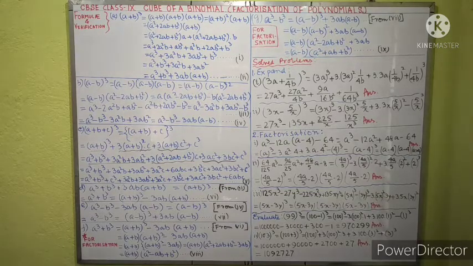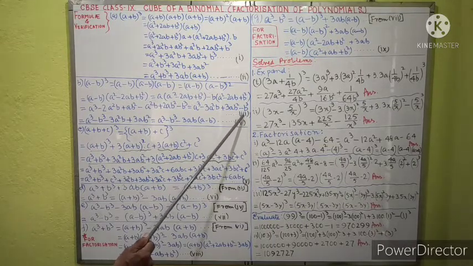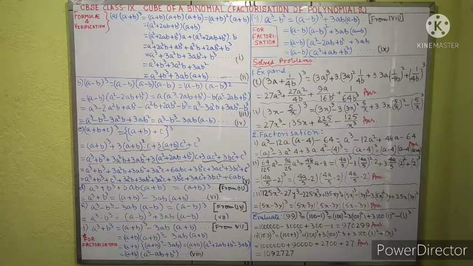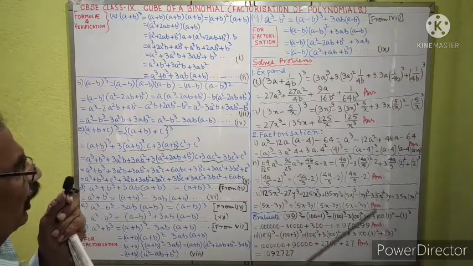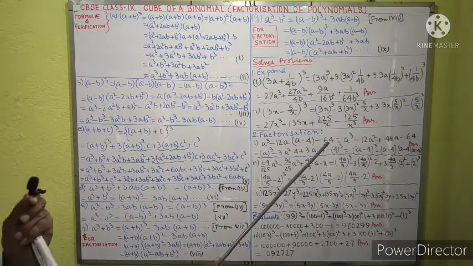The other one for expanding is (3x plus 5 by x) whole cube. This is in the minus formula, from formula 4. That is (3x) whole cube minus 3 into x square into 5 by x plus 3 into 3x into (5 by x) whole square minus (5 by x) whole cube. Calculating this, we are getting 27x cube minus 135x, because 3 3s are 9, 9 into 3 is 27, 27 into 5 is 135.